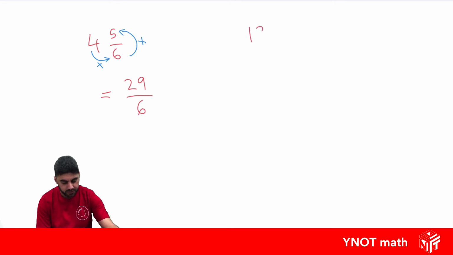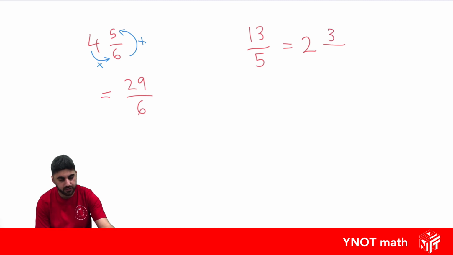Let's look at 13 over 5 and changing this to a mixed numeral. How many times does 5 go into 13? Well, that goes in twice, so that becomes the whole number. The remainder is 3, which becomes the numerator, and whatever denominator we have just stays as the denominator.